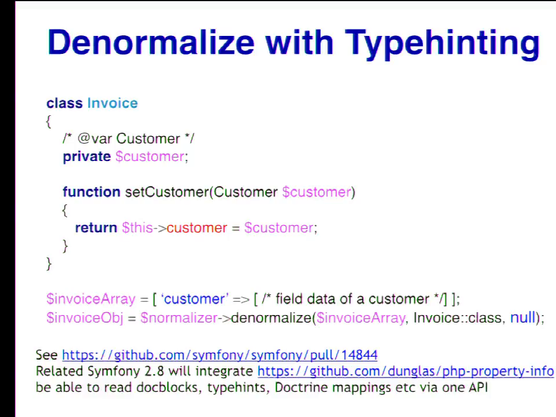The idea here is that, based on that setCustomer method and the type-in that we have here, the serializer could automatically figure out that it needs to create an instance of the customer when it deserializes. So this is currently being worked on. As far as I know, this will actually result in another component, right, Fabian? Yeah, so this is going to be a new component.